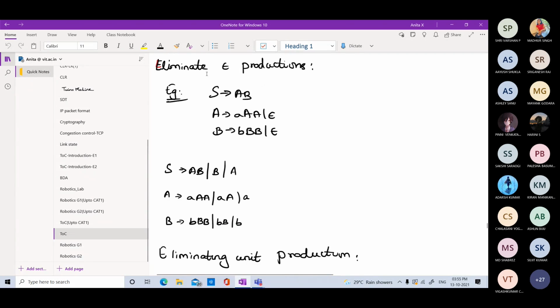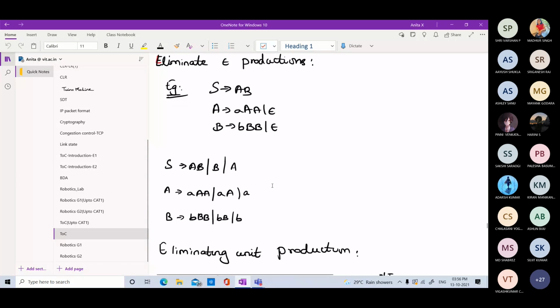How to eliminate the epsilon production? Here you can see S derives AB. What is the possibility? I can either have A as epsilon or B as epsilon. Please make a note, the original production we will retain: AB. Or if B is epsilon, then I'll be having only A. If A is epsilon, I'll be having only B. This is how we will eliminate the epsilon production.